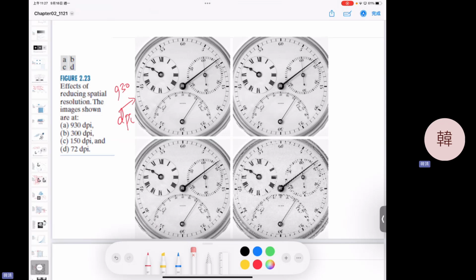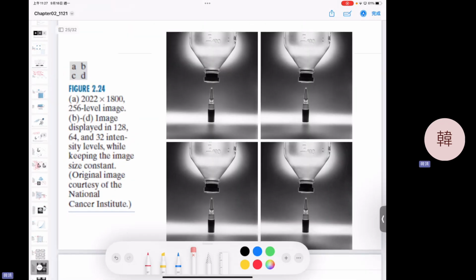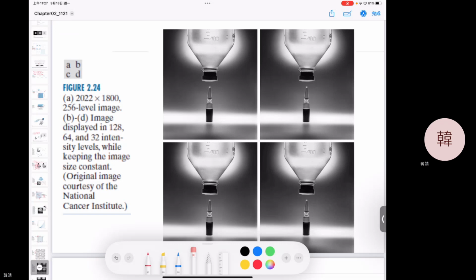Suppose, okay, now we are going to change the intensity level resolution. What's the intensity level resolution? The left-hand side is the original one. This is a 256 level image. 256 means how many bits for one single pixel? How many bits? 8 bits, right? 256 different gray levels. So 8 bits can represent 256, 2 to the 8, right? 2 to the 8.